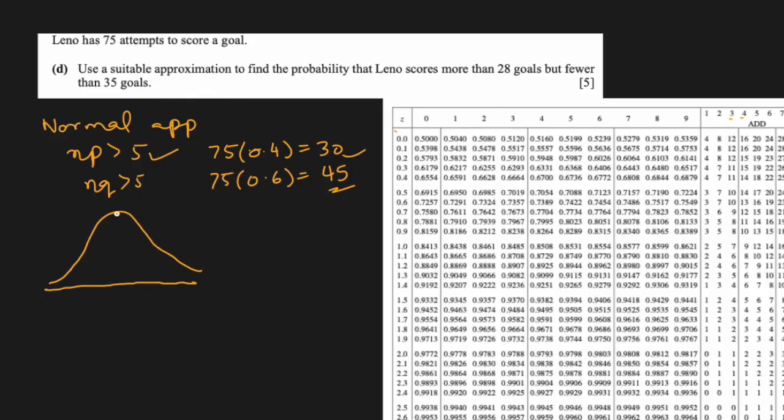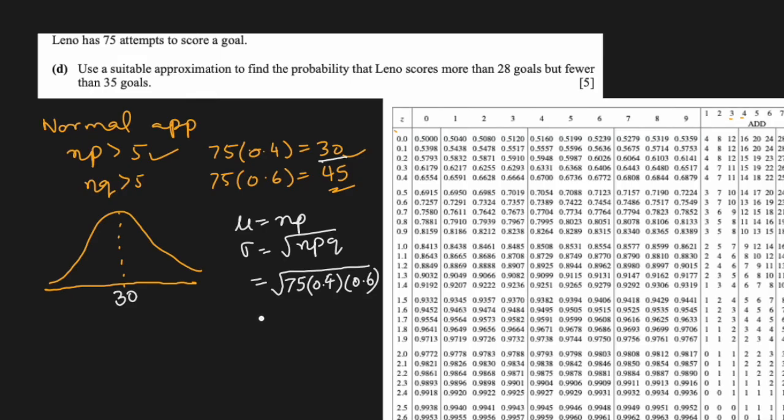For this approximation we need a mean, and that mean is 30, because mean is n times p, which we did just here. 30 is your mean. We need a standard deviation also, which is square root npq. So n is 75, p is 0.4, and the probability of failure is 0.6. What I'm getting is 30, okay, 3 square root 2 as the standard deviation.